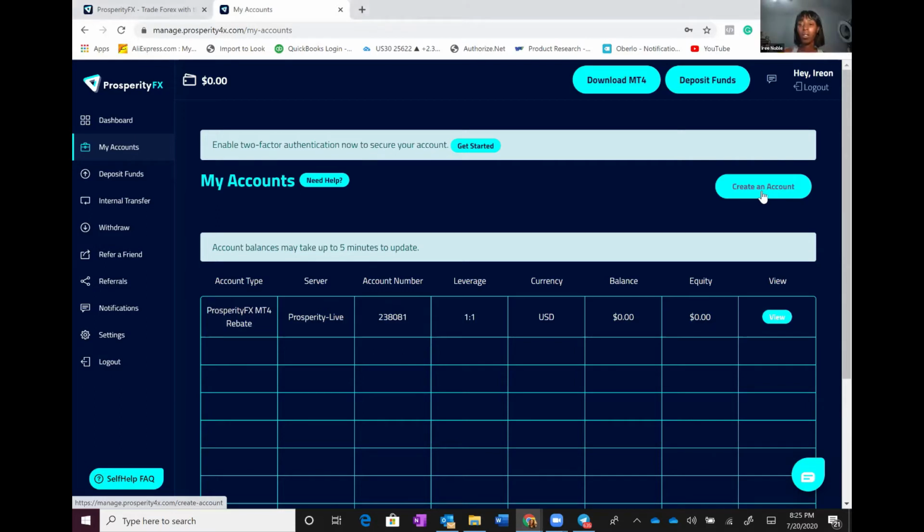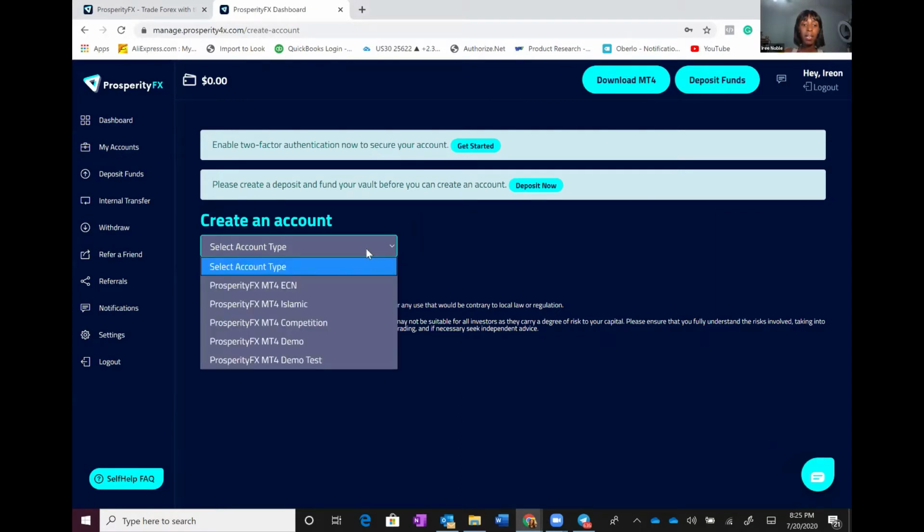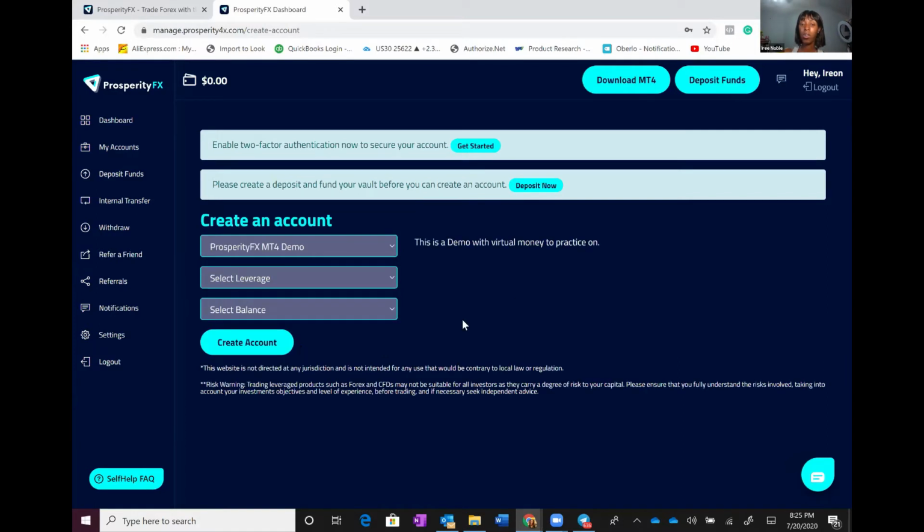All right, so click on create an account. I'm on create an account. All right, everybody click on that. All right, so now we are going to look at the different types of accounts they have. They have ECN, Islamic, competition, wow. Demo and demo tip. So we're going to go to MT4 demo. We're going to get us a demo account.